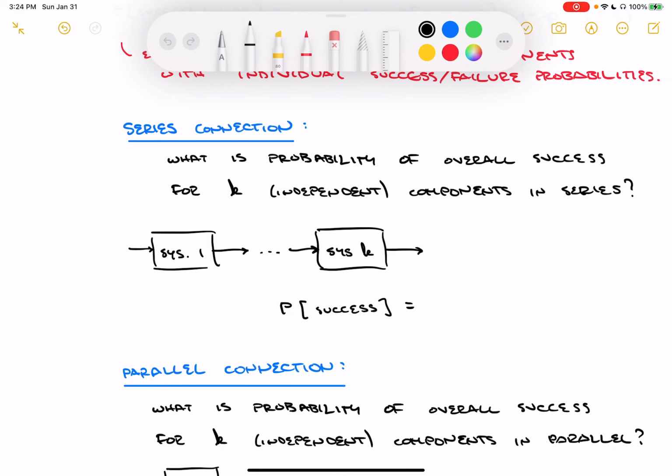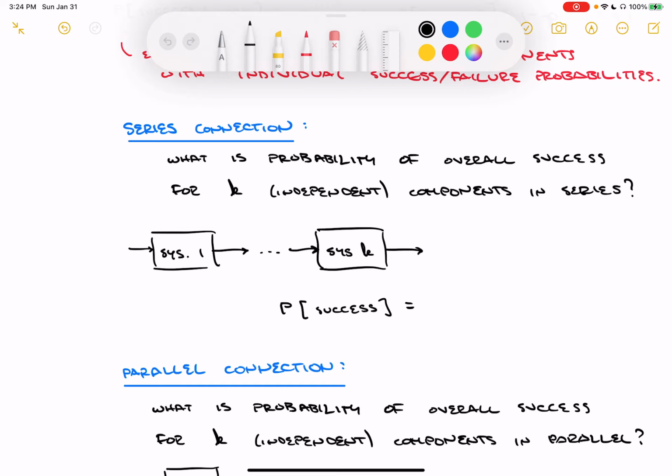There's a series connection, right? So we put a bunch of systems in series. So you have a system 1 that leads to a system 2 that leads to a system 3. And the only way that you're going to get success out of this cascade of systems is that every single system has to succeed. So when you have systems in cascade, you aren't going to get success all the way through unless you have a success with every single one of those guys.